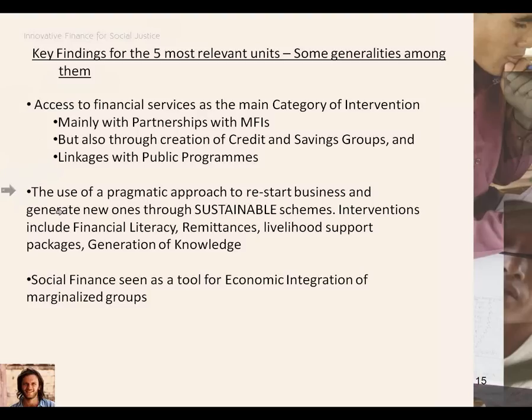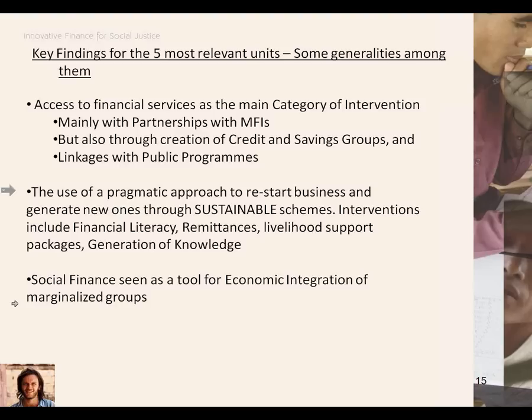The other generality that I found was that the use of a pragmatic approach to restart businesses and generate new ones through sustainable schemes was the main justification for the use of social finance by these five units. And the interventions, as I mentioned before, were not just access to credit, but also financial literacy, remittances, and generation of knowledge. The other common finding was that social finance was seen as a tool for the economic integration of different marginalized groups, which are what I called before direct and final clients.